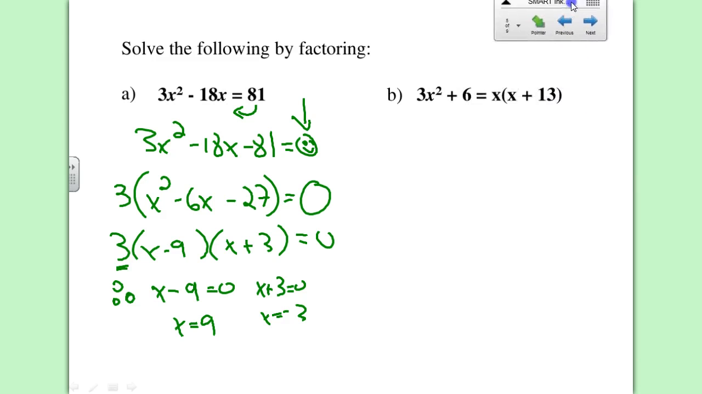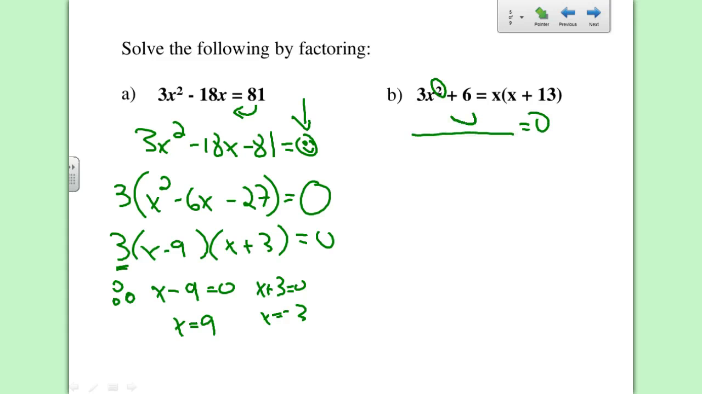In the next example, a little bit more work. Again, you're still going to use the zero product property, but it's quadratic. You have to get equals 0. You have to make that happen. So in this question, you've got a little bit of work to do. First thing we do is 3x squared plus 6. Nothing I can do there, but I need to expand out. X times x plus 13 gives me x squared plus 13x.